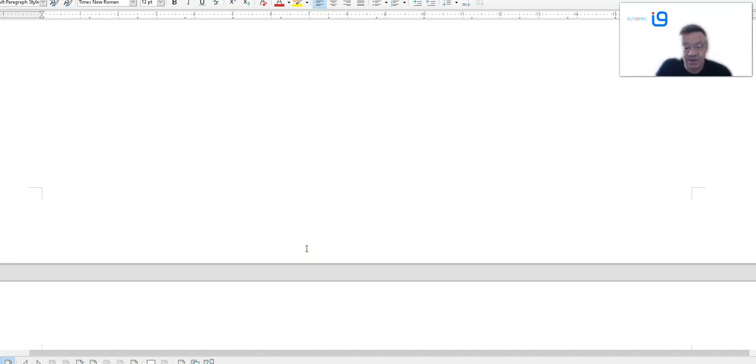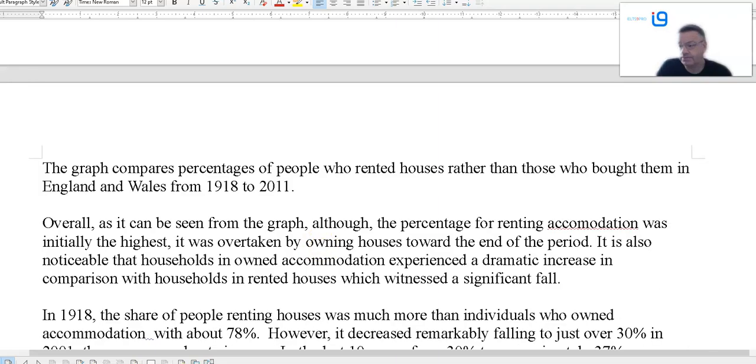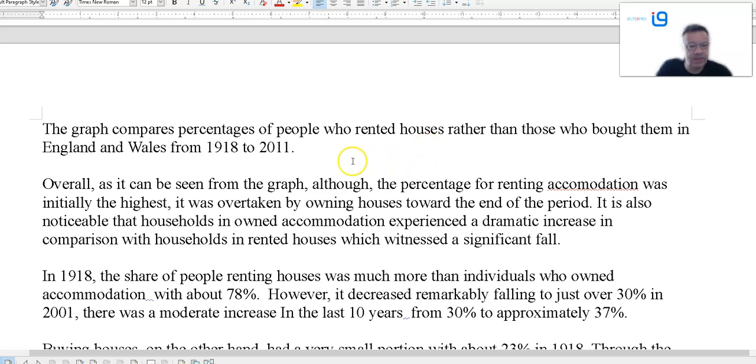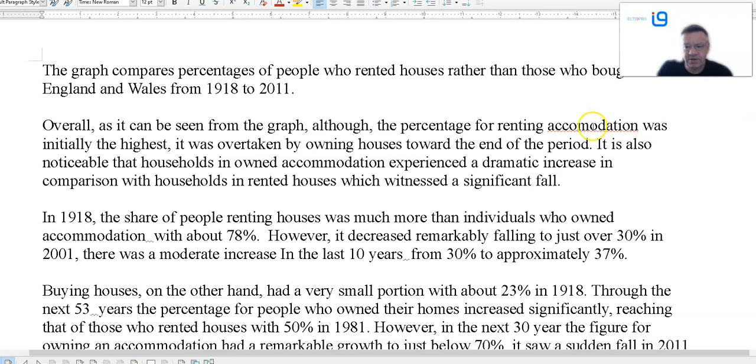What's this next one then? Come on, scroll down. Okay. The graph was a percentage of people that houses owners who bought them. Okay, all right. Ownership for graph, percentage of renting accommodation. Initially the highest, it was overtaken by owning houses.